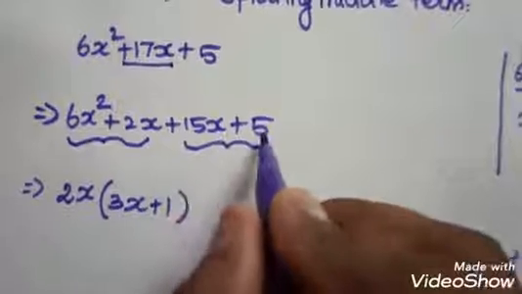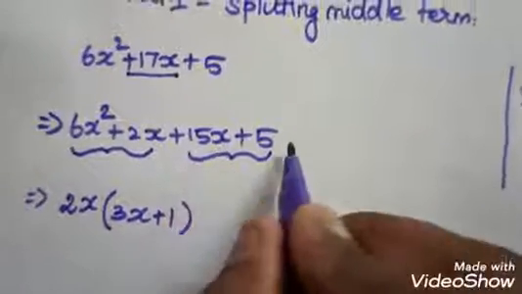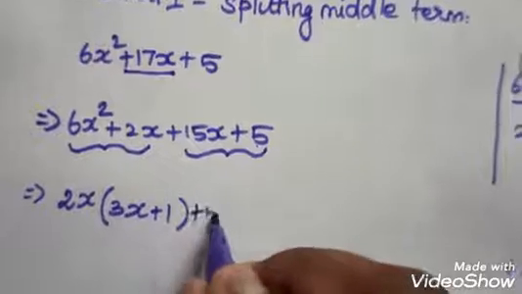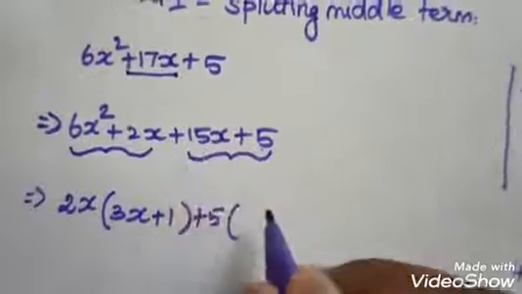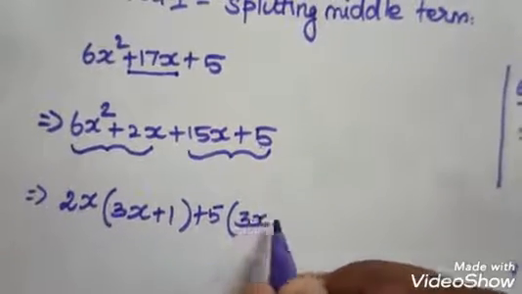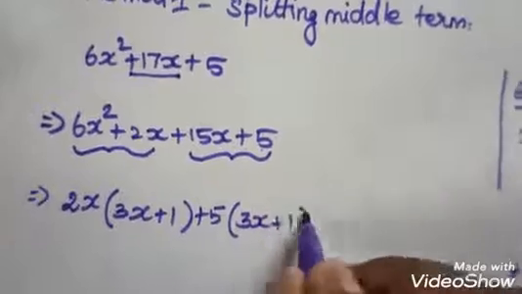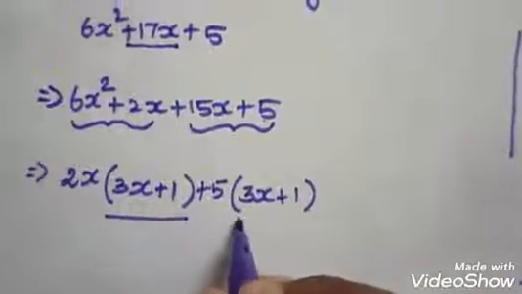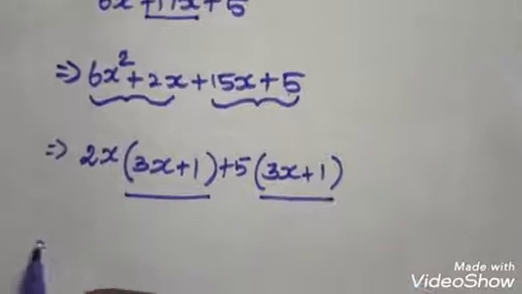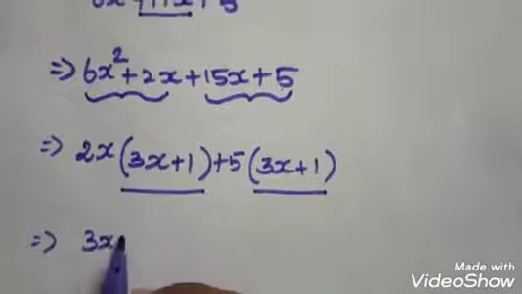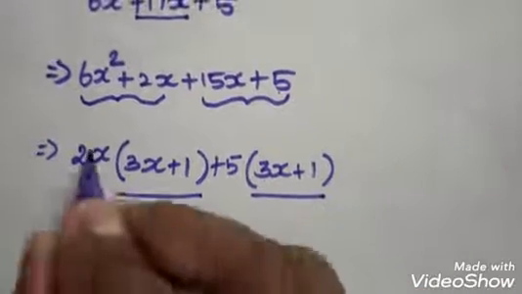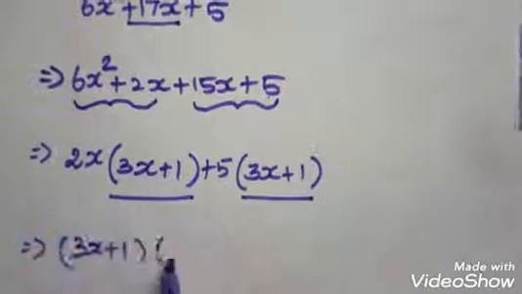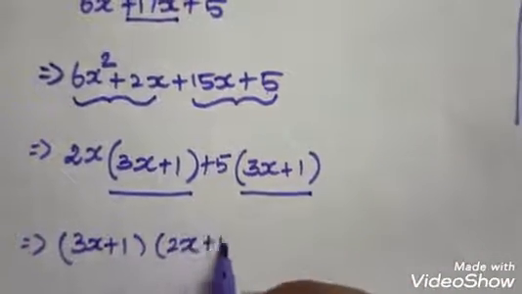In the second pair, the variable is not common. Here 5 and 15, we take out the 5. 15 is how many times 5? 3 times x. And 5 is 1 times. So in the whole expression, 3x plus 1 and 3x plus 1 are common. I take 3x plus 1 out, remaining 2x plus 5.